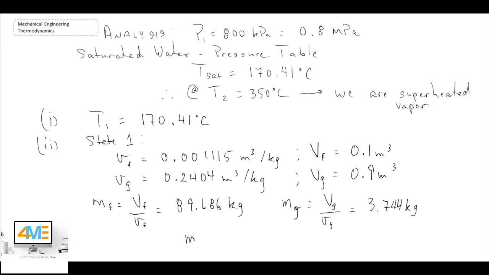So doing this, we obtain that the total mass is equal to 93.4298 kilograms. So that answers the second part of the problem. So there we've solved part 1 and part 2. The next thing they ask us to do is to determine the final volume when we're at state 2. So final volume.